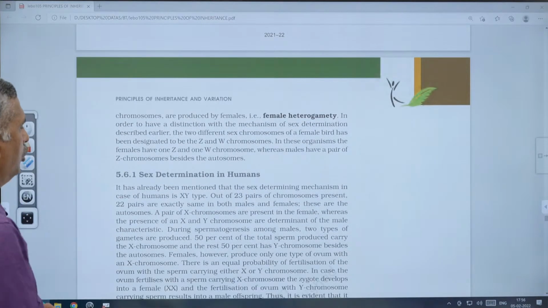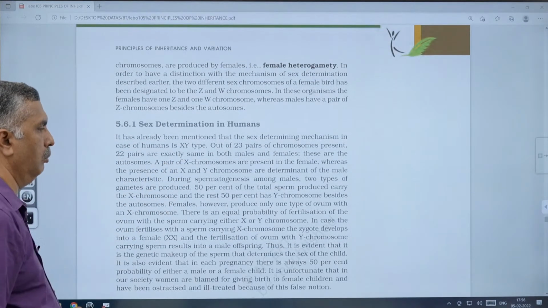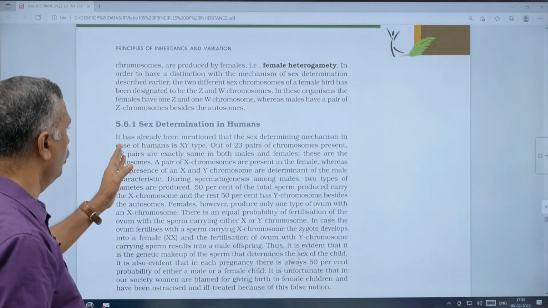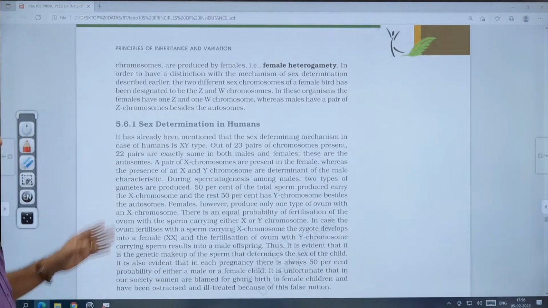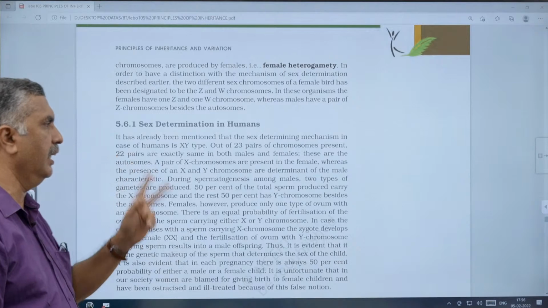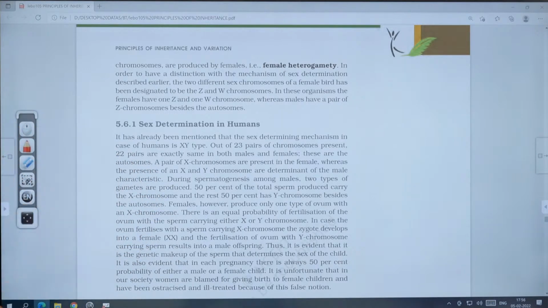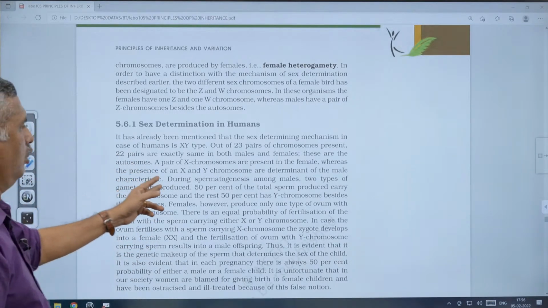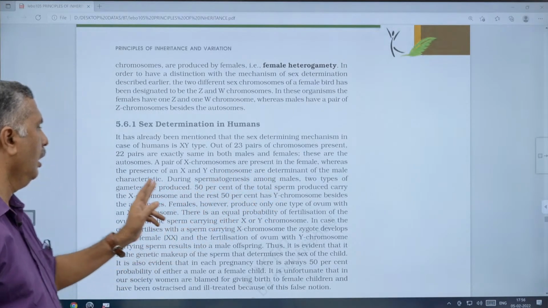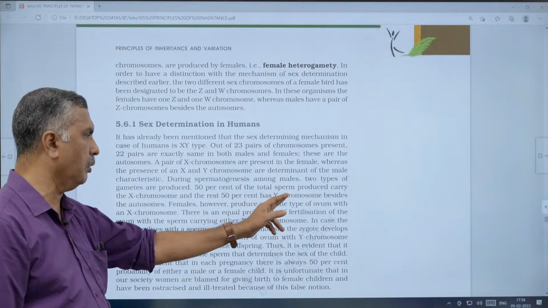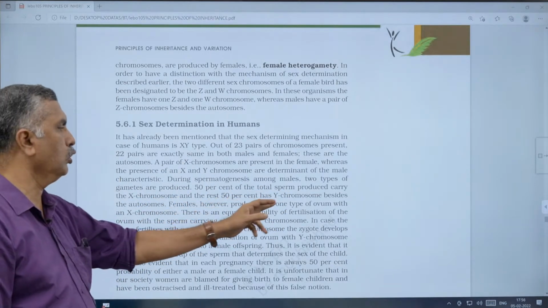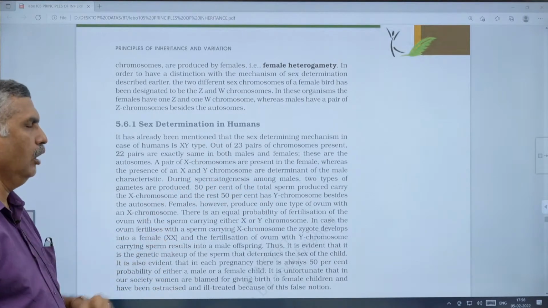sex determination in humans. We have already studied sex determination in humans, and we said it is XY type. Out of the 23 pairs, 22 pairs are exactly the same in both males and females, and these are called autosomes. A pair of X chromosomes is present in females, and in males there will be one X and one Y chromosome. During spermatogenesis among the males, two types of gametes are produced. 50% of the sperm have the X chromosome, and 50% of the sperm have the Y chromosome besides the autosomes. Females produce only one type of ovum with the X chromosome.